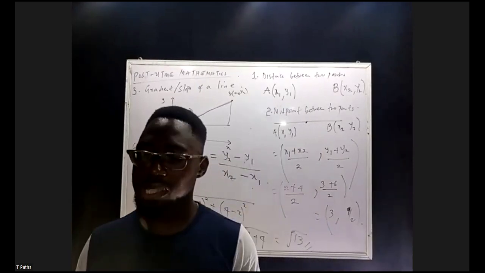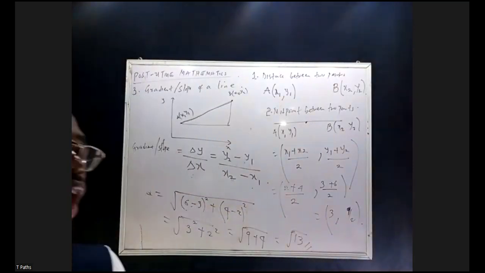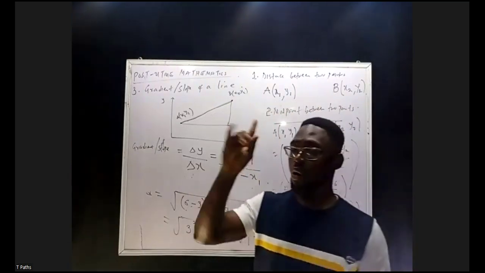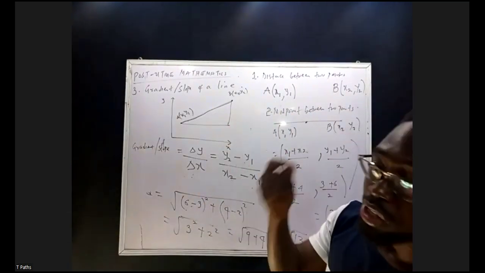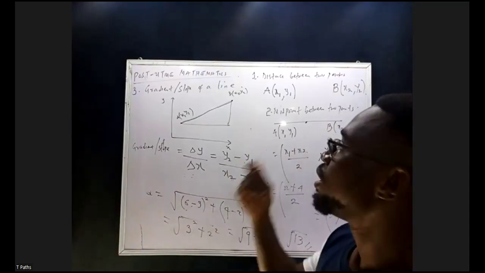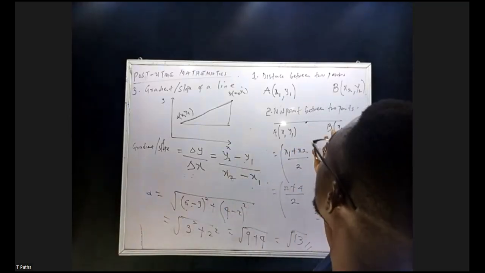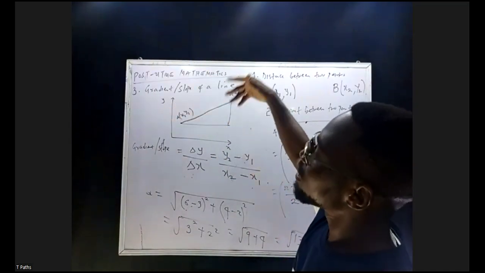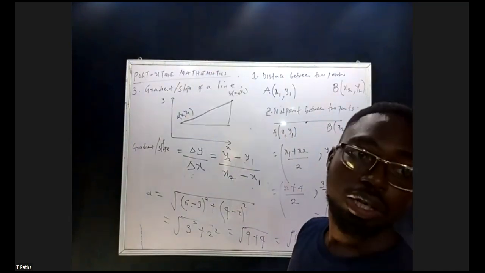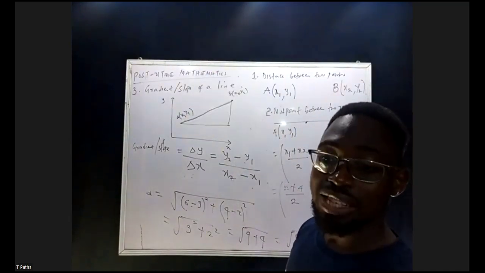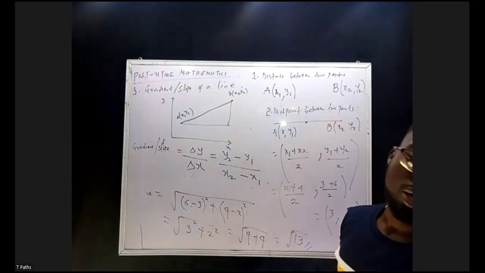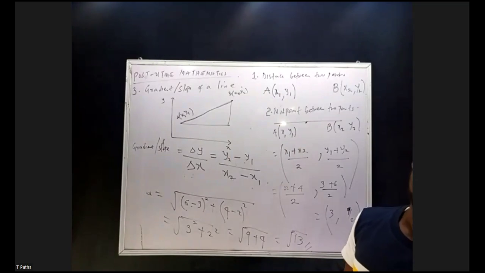Just know what your x1 is, what your y1 is, what your x2 is, and what your y2 is. Apply it in the formula. We have looked at 3 now. What's the first one, class? Distance between 2 points. What's the second one? Midpoint, that is, the midpoint between 2 points. And what's the third one? Gradient. You just say gradient or slope. Okay. So I'll be solving questions now on these 3 that I've just highlighted.